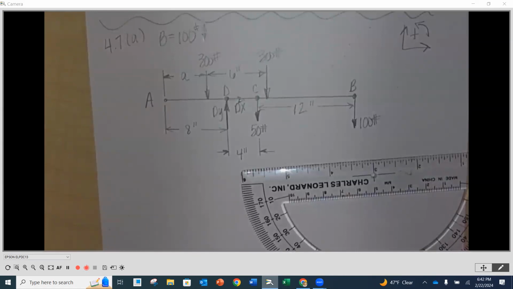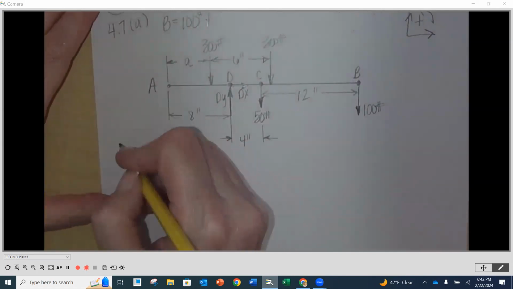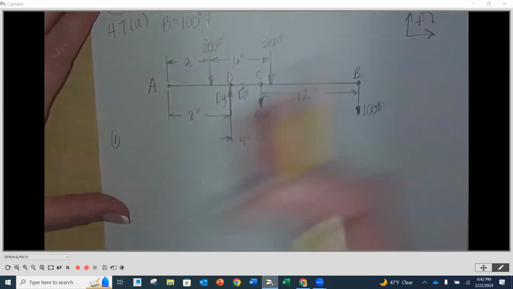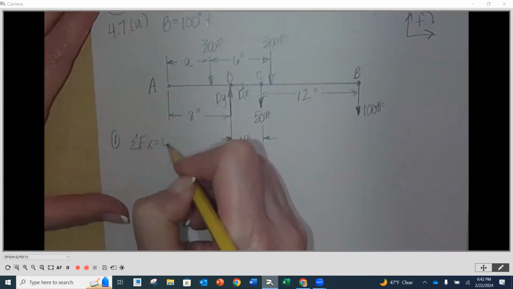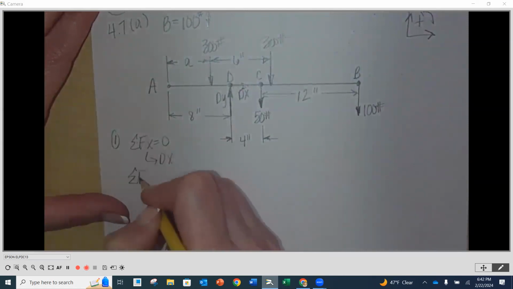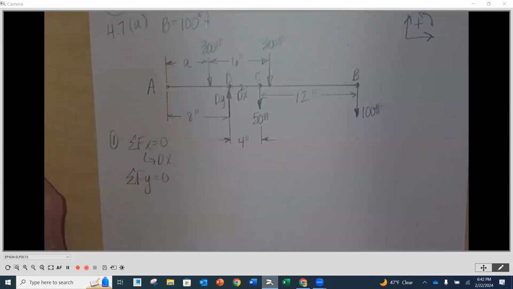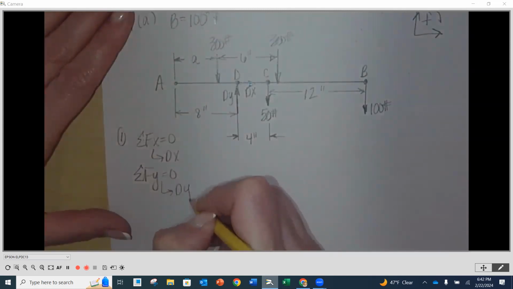Now, the approach that I would probably take for this is to first sum my forces in the y. My Dy is the only unknown, or I would probably do x first to get Dx out of the way. So sum your forces in the x equals 0 to solve for that Dx, right? And then you're going to sum your forces in the y direction, because Dy is your only unknown in the y. Do you see that? So I'll be able to solve for Dy under this equation right here.